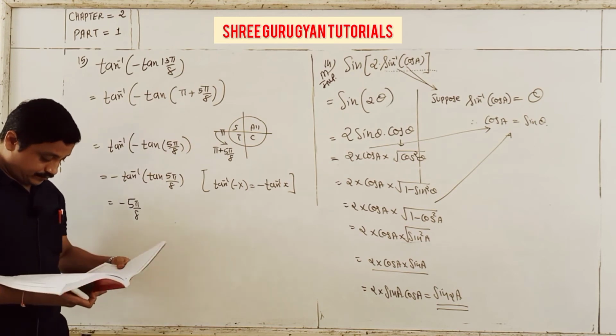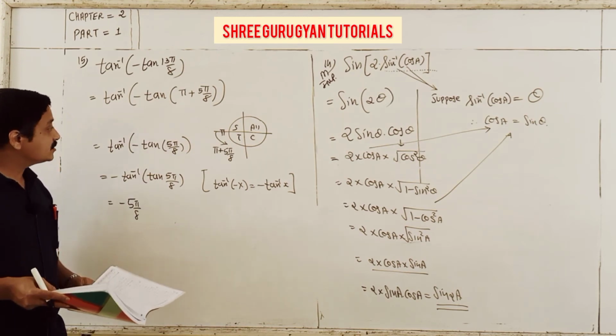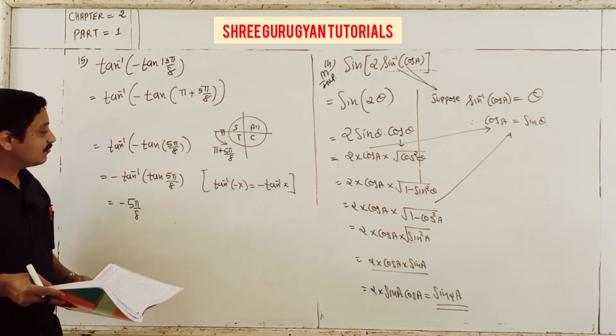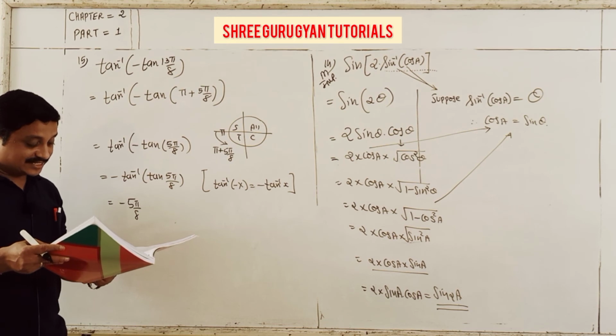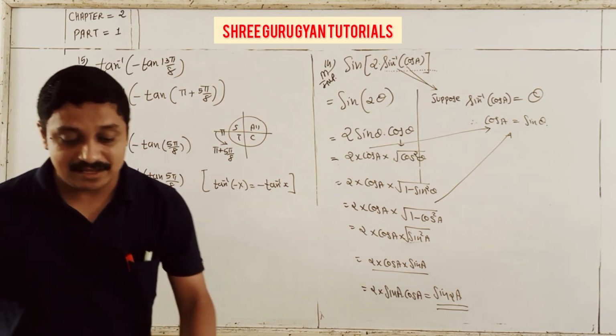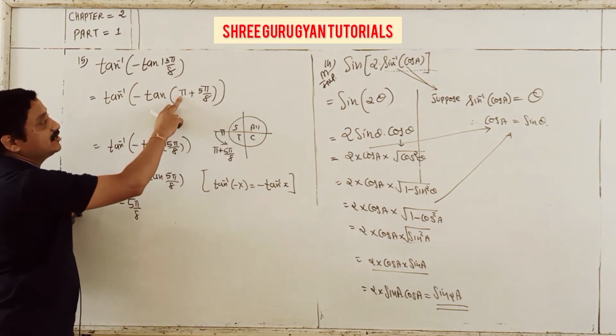Now continue with the 16th one. I think our splitting is wrong there. 5 pi by 8 is also not matching your options. The answer option is 3 pi by 8. So my splitting is wrong. I will find out the nearest multiple of 8.